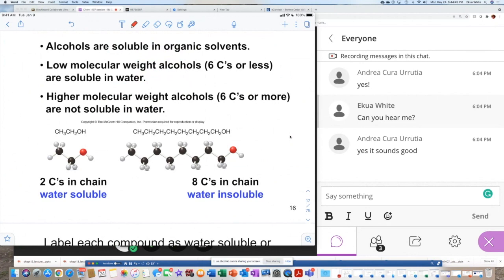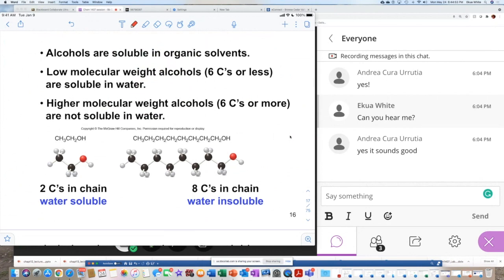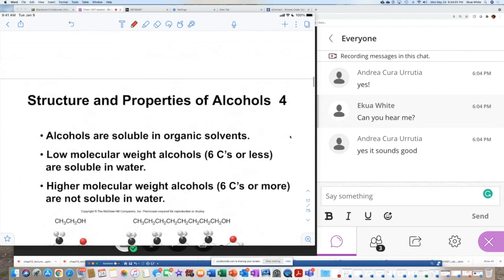Okay, solubility. Now we're looking at solubility. The rule of solubility is, for the most part, alcohols are soluble in organic solvents. They tend to be soluble in organic solvents. Of course, organic solvents means a solvent that has carbon, hydrogen, organic stuff. It can even have carbon tetrachloride. We're looking for carbon for organic. But we're told low molecular weight alcohols, the ones that have 6 or less, usually it's 5 or less, so 5 carbons or less are soluble in water.